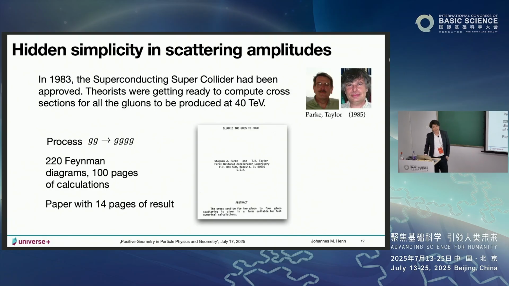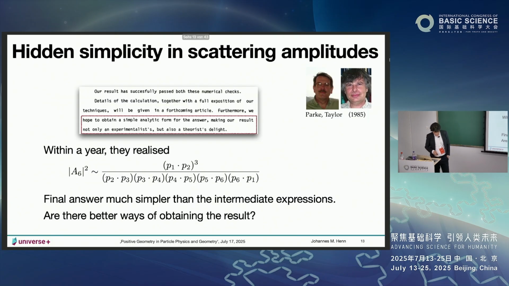But they already had an idea that maybe that's not the end of the story, because they wrote this wonderful sentence. They had these 14 pages of results, and they said, we hope in the future to obtain a simple analytic form of the answer, making our result not only an experimentalist's, but also a theorist's delight. And in short, that's what they did. They came up with something, it's not the amplitude, but somehow the modulus of the amplitude squared, but it's a beautiful one-line expression. Details are not so important here, but it shows you that in some situations there's a lengthy calculation, a long result, 14 pages, and it really fits at the end of the day in one line.